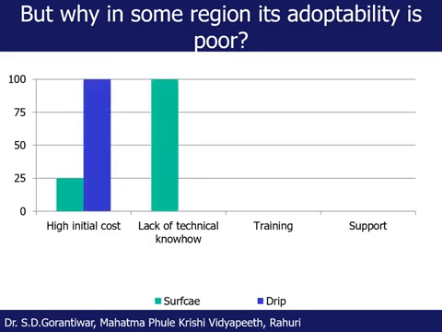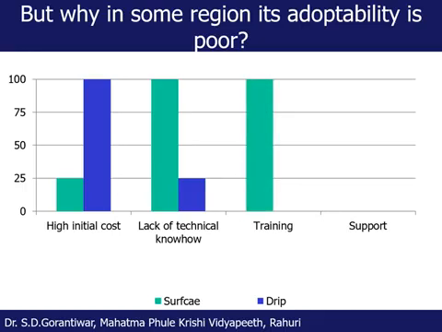Lack of technical knowledge. Surface irrigation method, as already told, is the age-old practice and farmers know this as the knowledge is passed from one generation to another. But in case of drip irrigation method, this is the first or second generation of farmers and there is really a lack of technical know-how. Then training requirement.